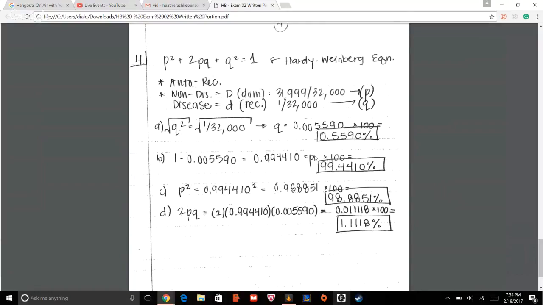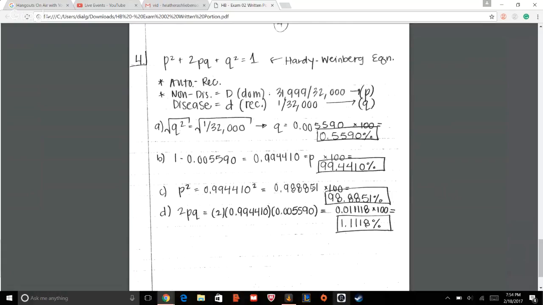For part B, they want to know what the dominant allele frequency is in the population. So we take 1 minus the q value that we calculated equals the p value, which is 0.994410 times 100 is 99.4410%.